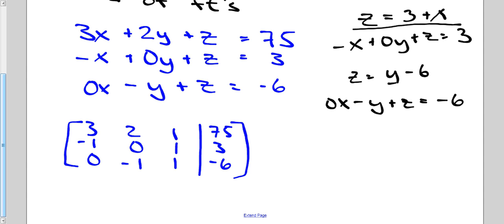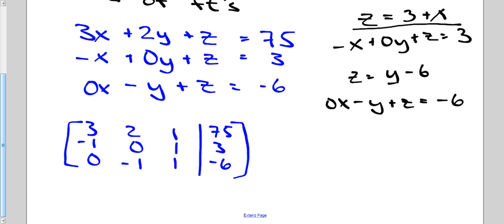Kristen, your tiebreaker. Which one do you want to get rid of? Or do you want to get rid of something entirely different? You want to get rid of this one? Okay, how do I get rid of that one? You multiply R1 by 1/3. And then you add them together.